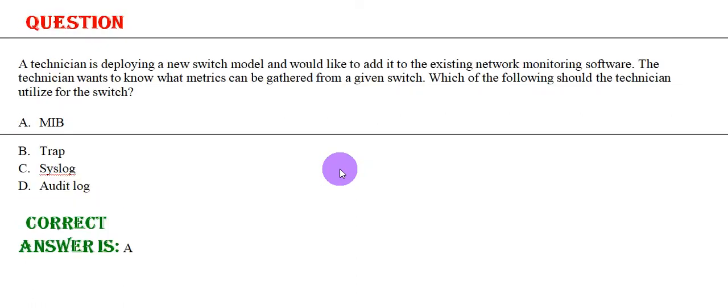A technician is deploying a new switch model and would like to add it to existing network monitoring software. The technician wants to know what metrics can be gathered from the given switch. Which of the following should the technician utilize for the switch? Option A, MIB. Option B, TRAP. Option C, syslog. Option D, audit log. The correct answer is option A.